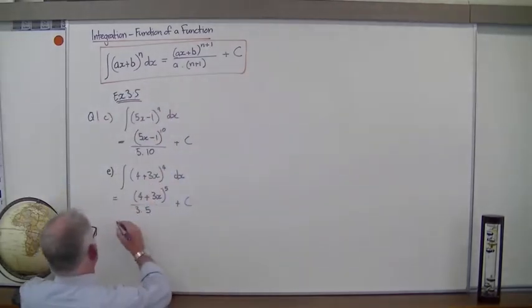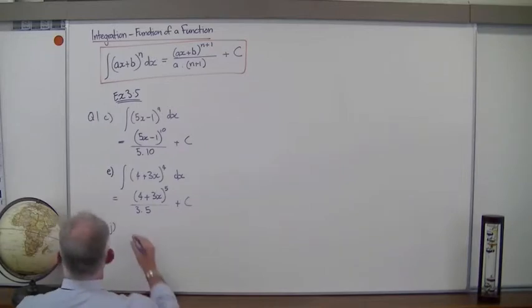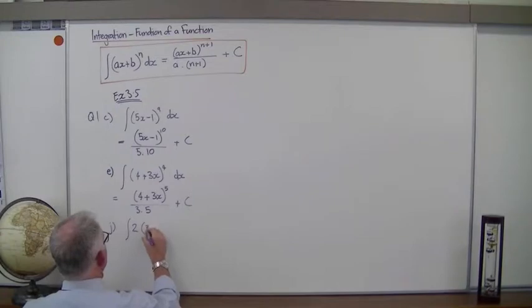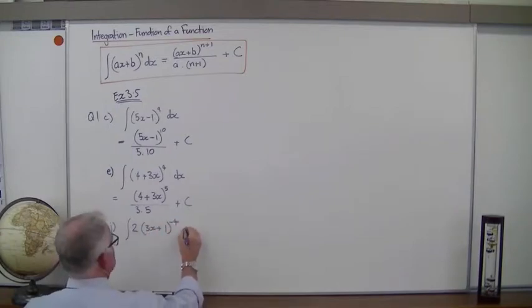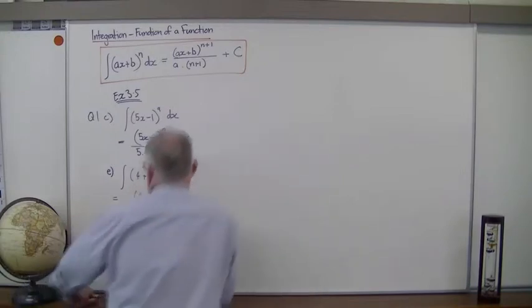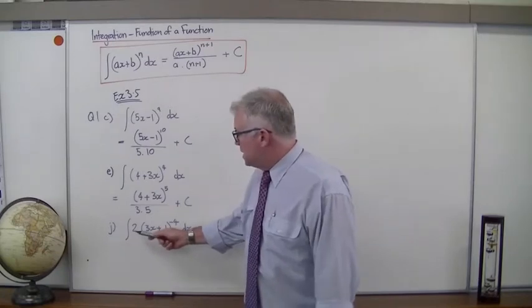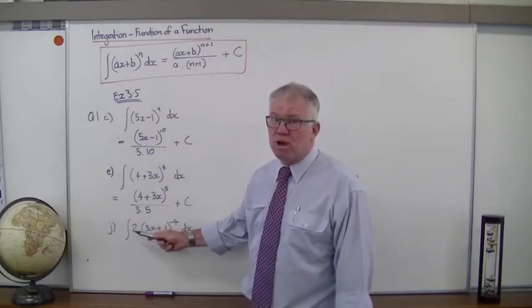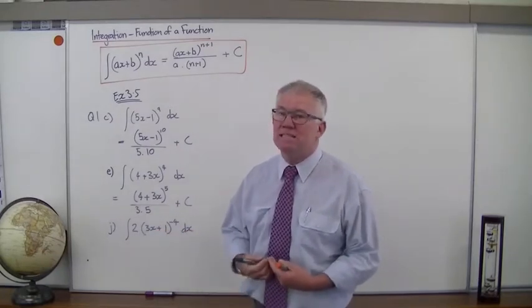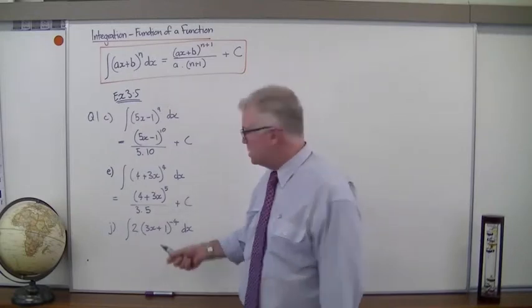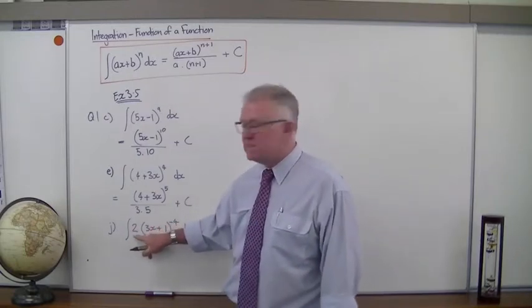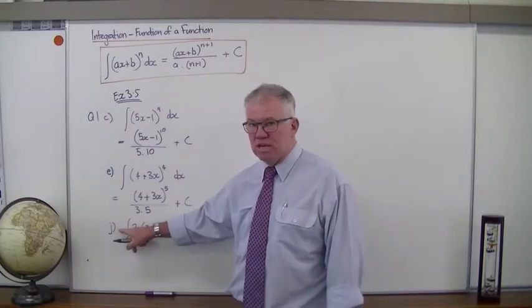For part J, we get an added layer of complexity here. We're finding the indefinite integral of 2 outside of (3x + 1)^(-4) dx. So again, a couple of points of discussion here. One is that this is a constant multiplier, and sometimes it can just be easier to deal with the whole process if we take constant multipliers out in front of the integral sign.